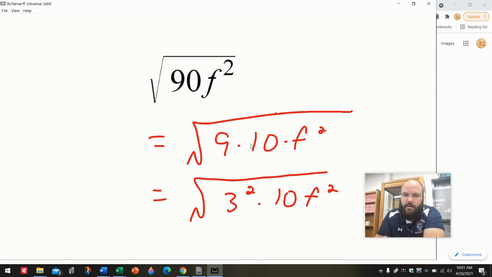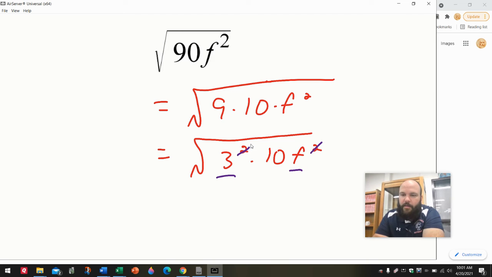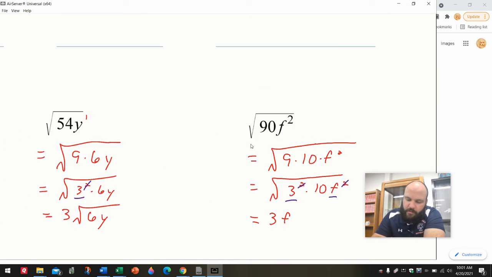Now what you see here is that the square root will cancel out the squares. So that gets underlined and then canceled. This gets underlined and then canceled. The square root is canceling those. So now everything that's underlined will come out of the radical. So we'll have a 3. And we are going to write an f, but recall what we said up here.